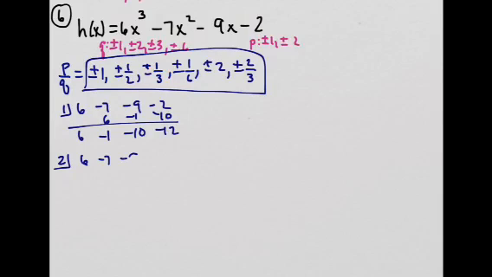6, negative 7, negative 9, negative 2. Bring down the 6. 6 times 2 is 12. This gives you 5. Then this gives you 10. 1, 2, and it worked. Okay, so what does that mean? That this is a quadratic: 6x squared plus 5x plus 1.